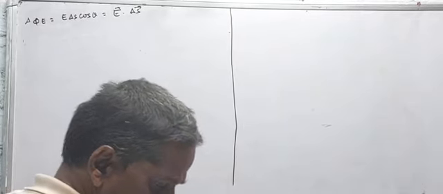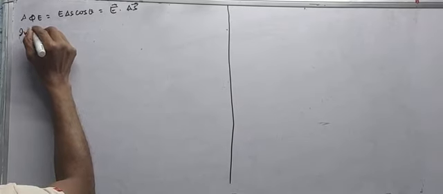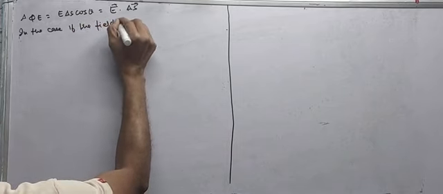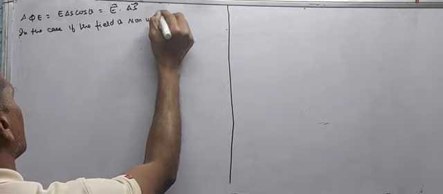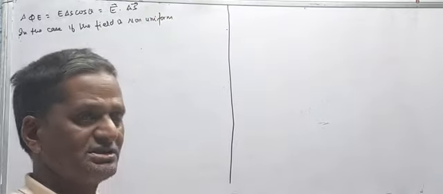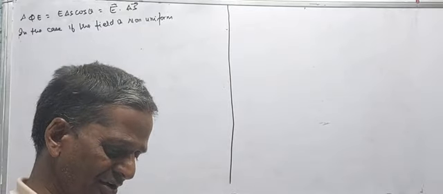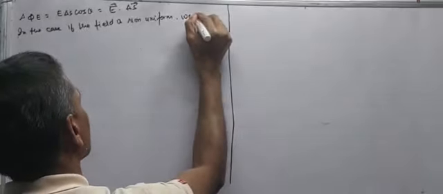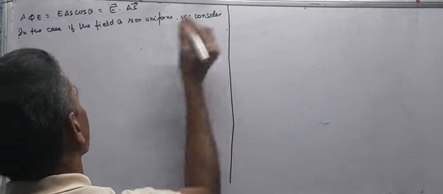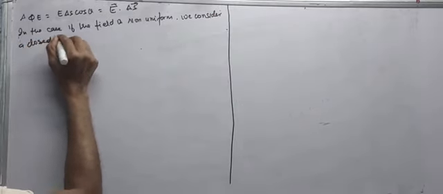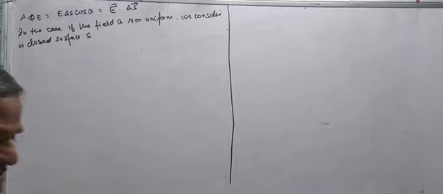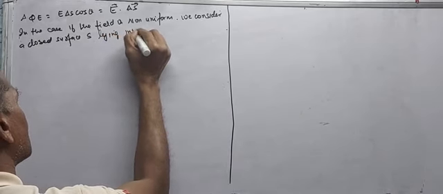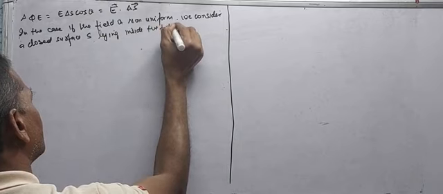In case the field E is non-uniform, यानी कि जब विद्युत क्षेत्र की तीव्रता बराबर न हो, we consider a closed surface S lying inside the field.